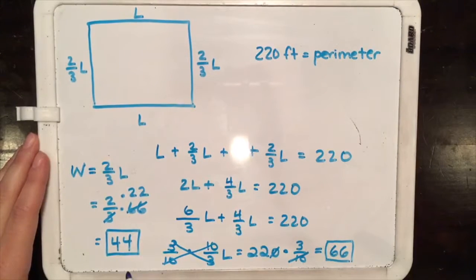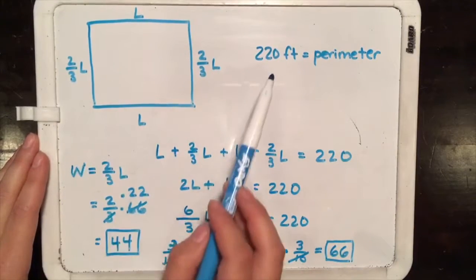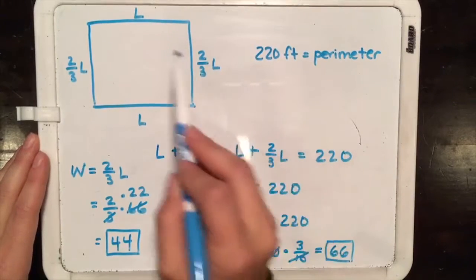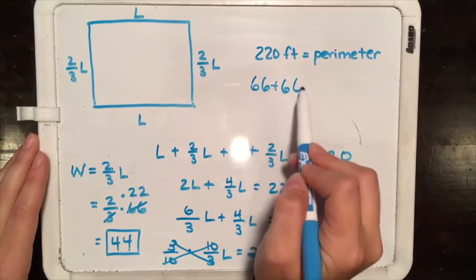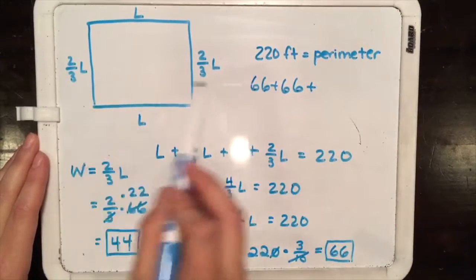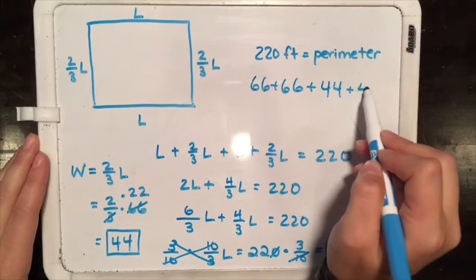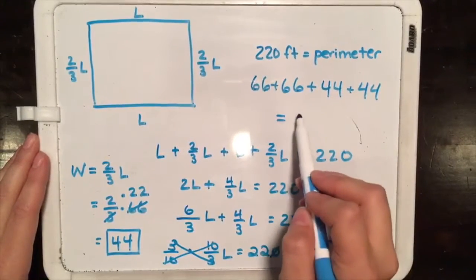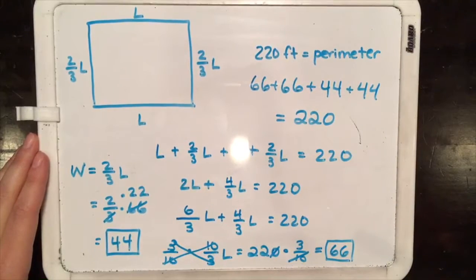Now the way that you check your answer is if you add up all four sides of this rectangle and see if you get 220 for the perimeter. So we're going to do that. We've got two L's, 66 plus 66, and we've got two W's, 44 plus 44. And if you add these all up, you end up getting 220, which is our perimeter.